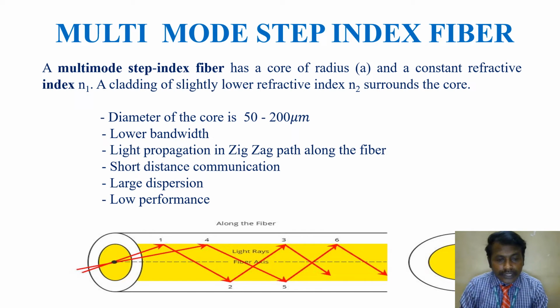Look at that: there is one, two, three, that is one ray, and another one, 4, 5, 6, that is another ray. So there are two modes according to this diagram. More than one mode is called a multi-mode step index fiber.